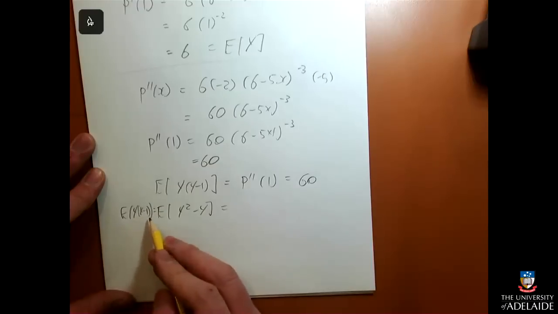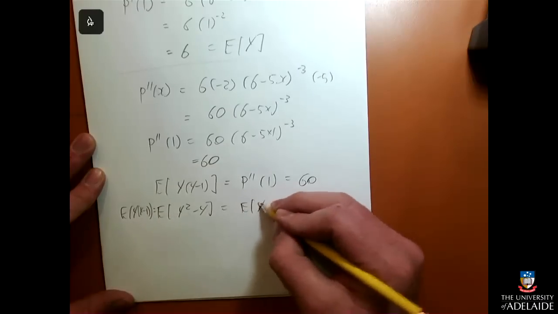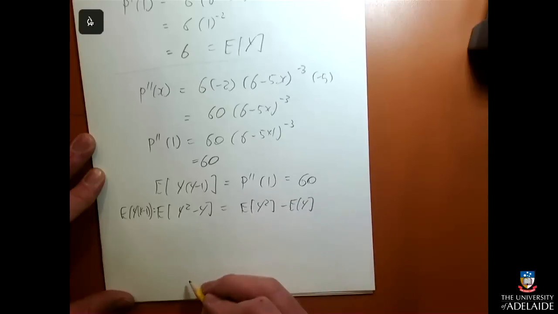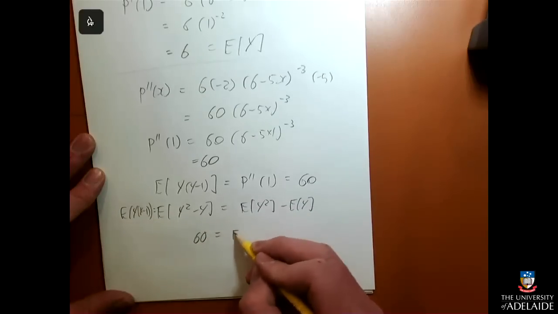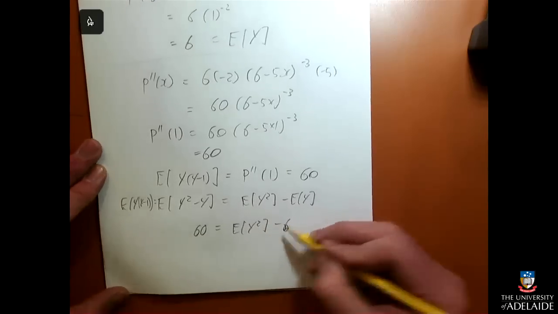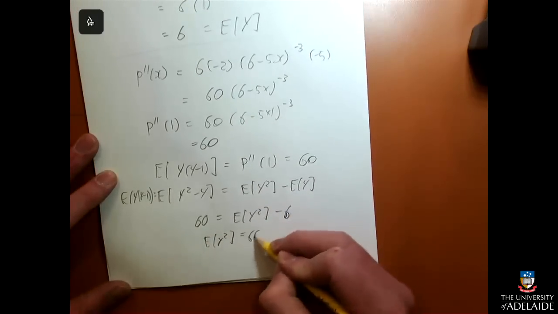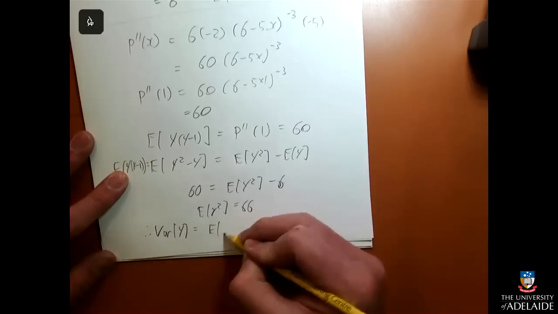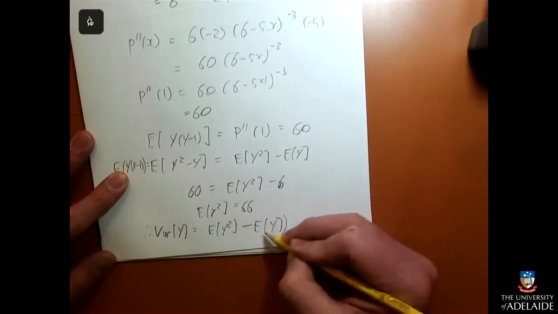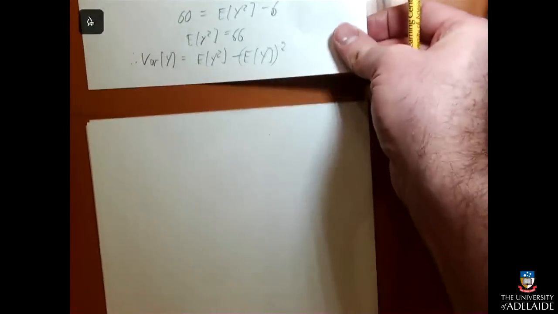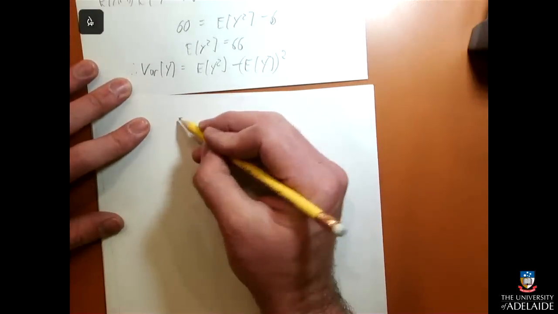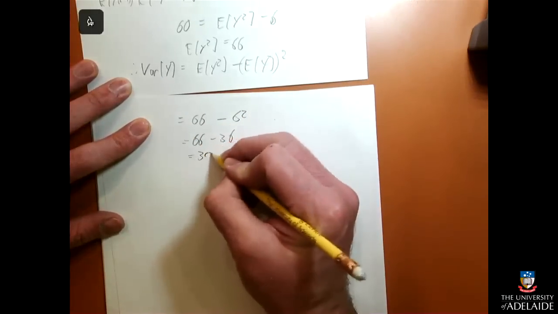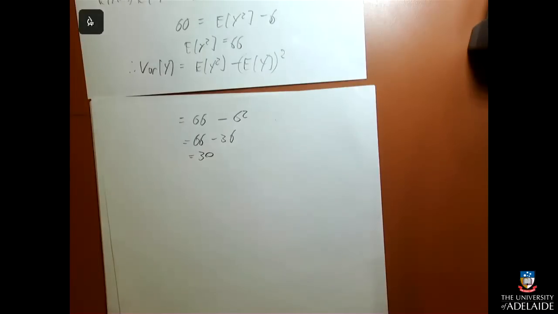The expected value of y minus 1 is the expected value of y squared minus y, which is the expected value of y squared minus the expected value of y, which we figured out was 6. So this is 60, and this is 6. So the expected value of y squared is 66, and so therefore the variance of y, which is the expected value of y squared minus the expected value of y squared, is 66 minus 6 squared, which is a disturbingly round number, but I'm sure it's okay.